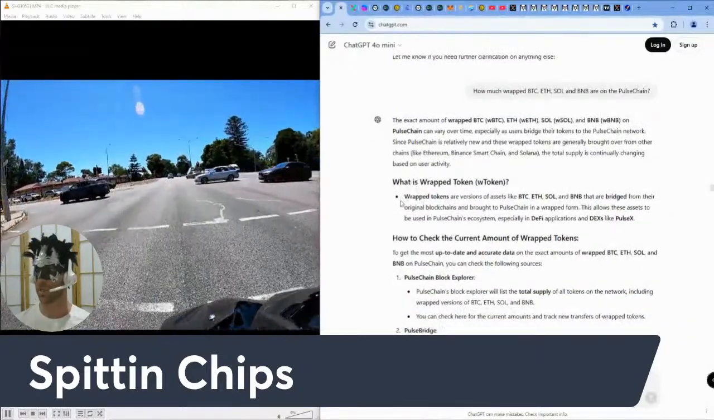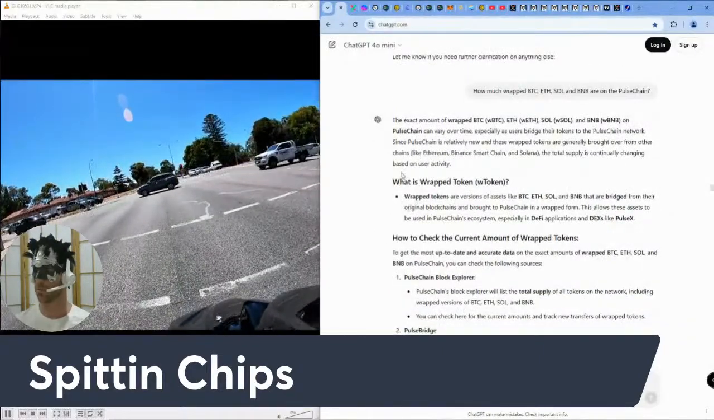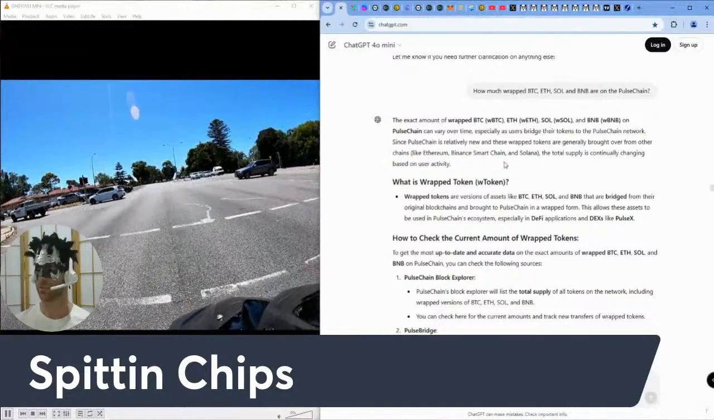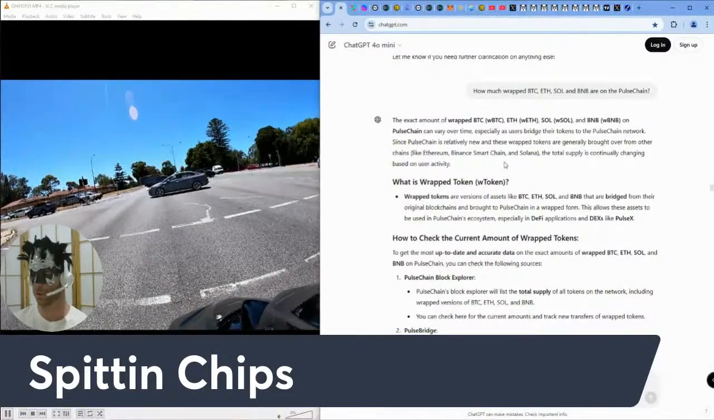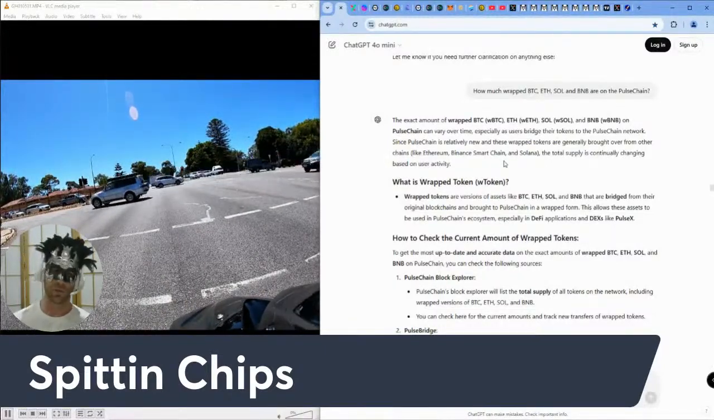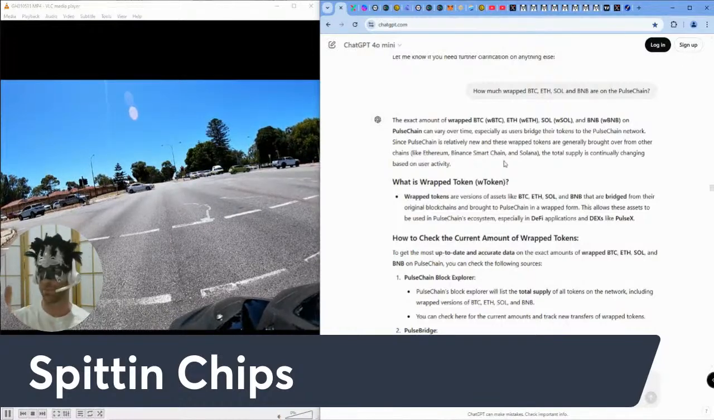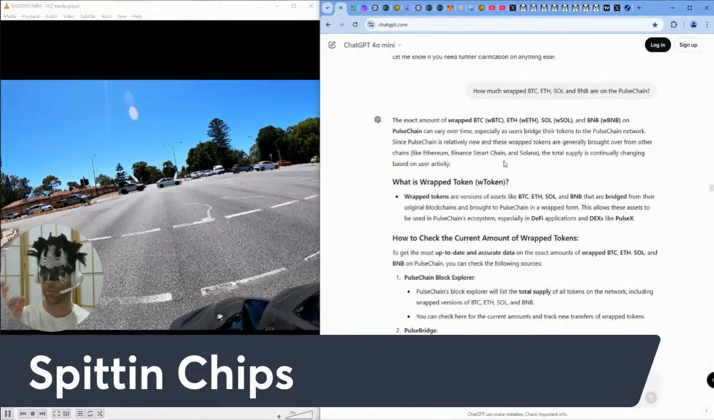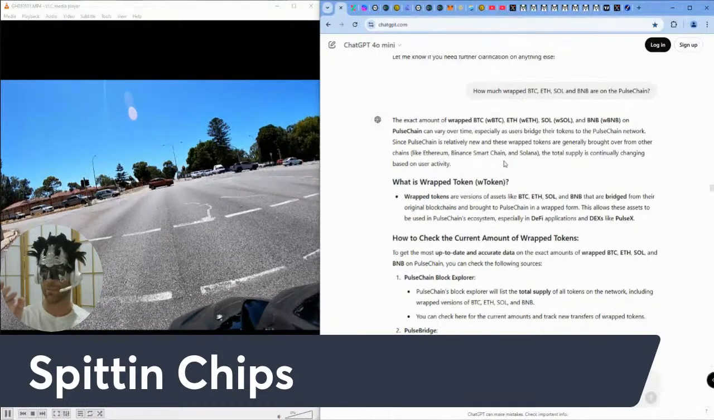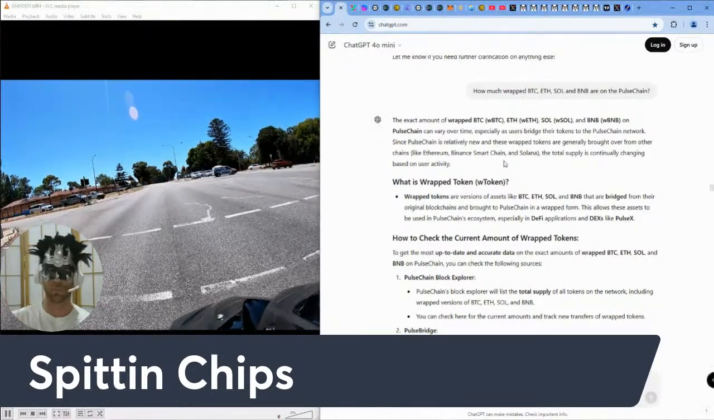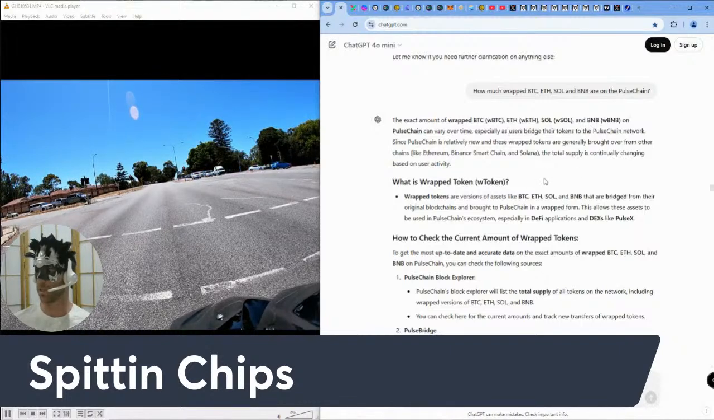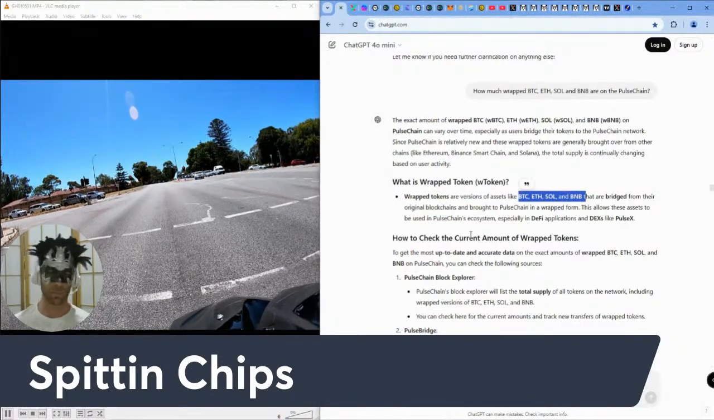From that point, I was curious about wrapped tokens. If you're new to crypto, wrapped tokens means that you've taken it from one chain to another. For example, Bitcoin, Ethereum, Solana, Binance. Each one of those has a token and ticker, and you can see those here. I want to know what happens when you bridge it over. So this will happen with any chain.